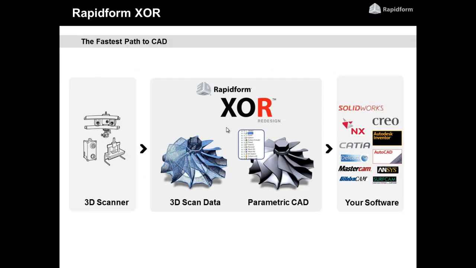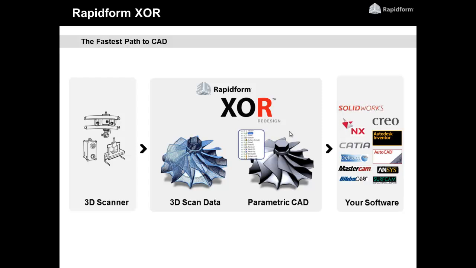We call Rapidform XOR the fastest path to CAD. The process is capturing your point cloud or mesh data using a 3D scanner, and then we use Rapidform XOR to model that, to create the solid models within XOR. And that's a very powerful thing.